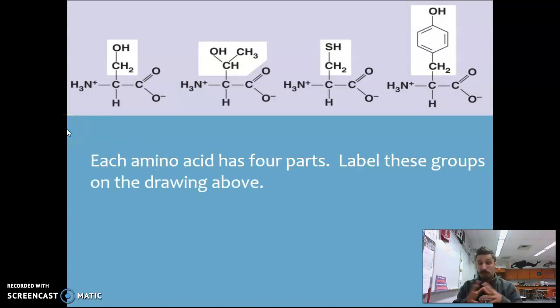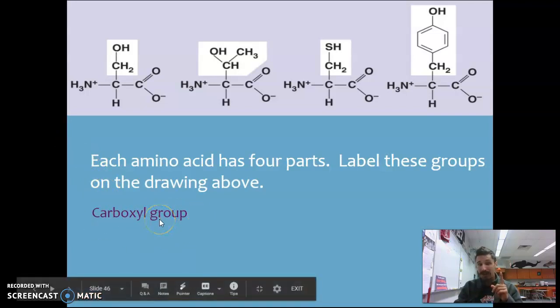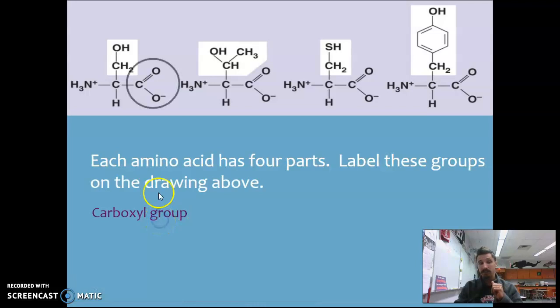So, first and foremost, every single amino acid has 4 parts to it. And we're going to label these groups in the drawings above. We have a group called a carboxyl group. Every amino acid has this group, and it's right here. This is their carboxyl group. All right, this is one part of the amino acid.